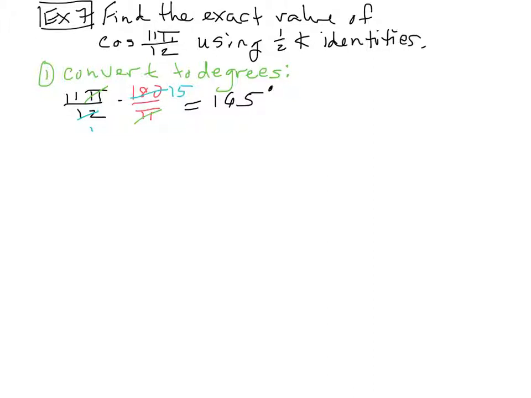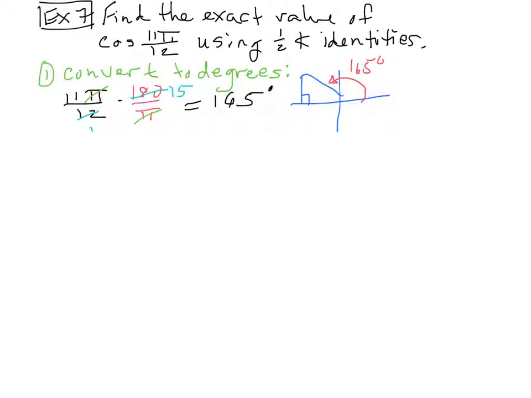What quadrant is 165 degrees in? Quadrant 2. We will. Absolutely, we will. So from here to here is my 165 degrees. So what's my reference angle? What's 180 minus 165? 15 degrees.